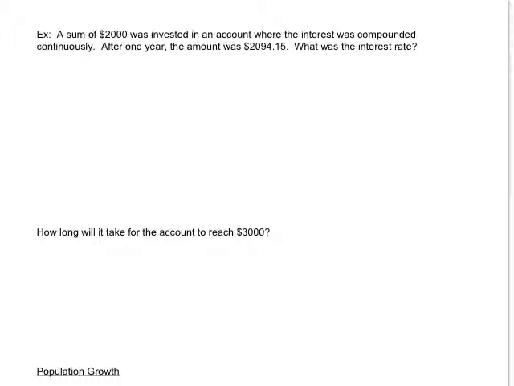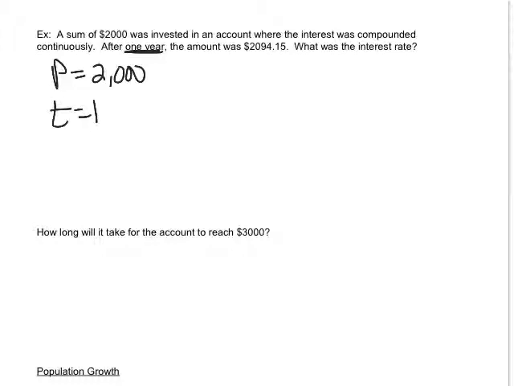So we can also solve for the rate in different examples. Here's our example. A sum of $2,000 was invested in an account where the interest was compounded continuously. So you see that word, what formula are you going to use? After 1 year, the amount was $2,094.15, and I want to figure out the interest rate. So let's write down what we know. The principal amount, I start with 2,000. Time is just 1 year, so t is equal to 1.